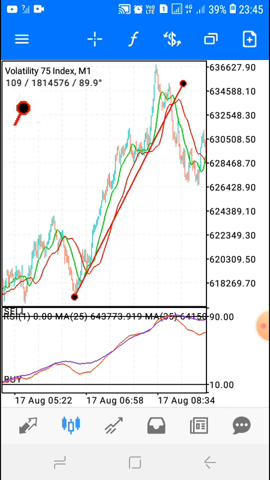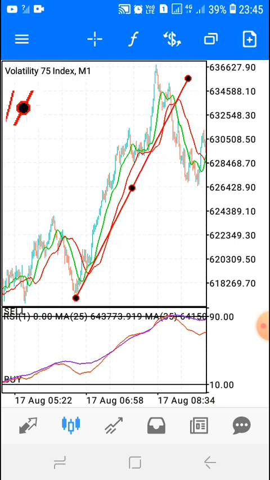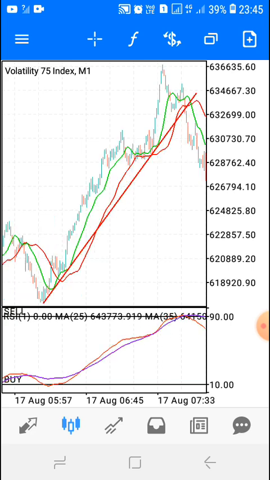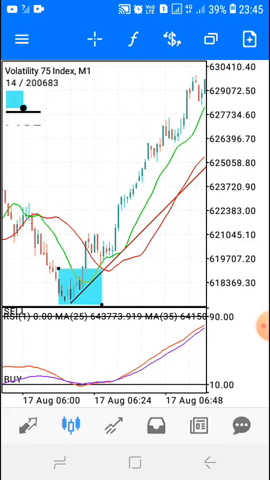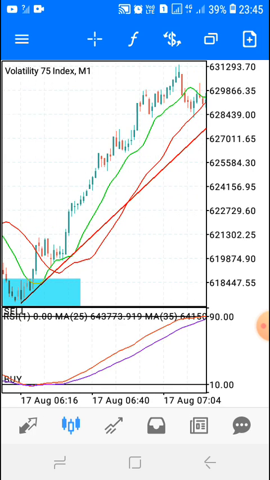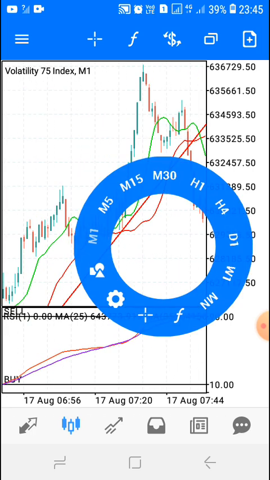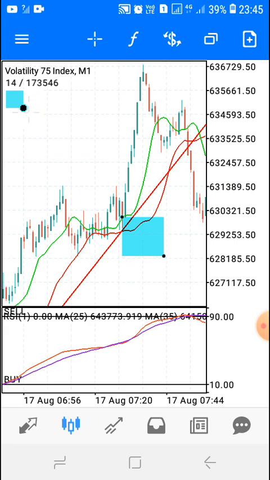Check this out. Okay, let me just draw it correctly. Then I'm going to zoom in to show you guys what I'm talking about. Okay, I'm just going to leave it like that. Right, now this is my first touch over there. Right. And this is my second touch over here.